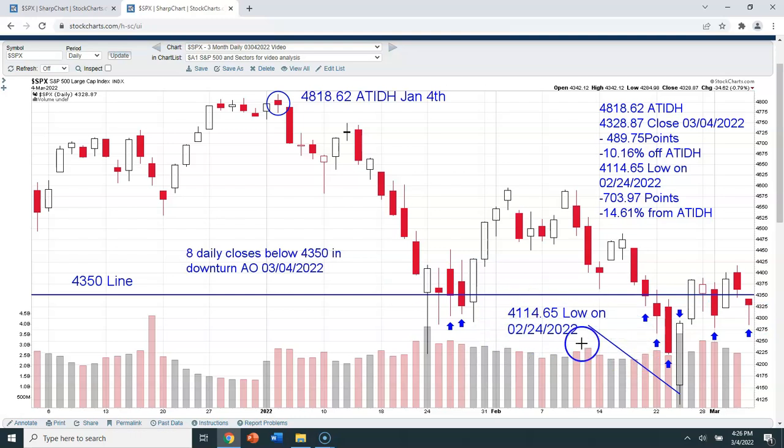Now, our low for the entire downturn is 4114.65, right here on February 24th.